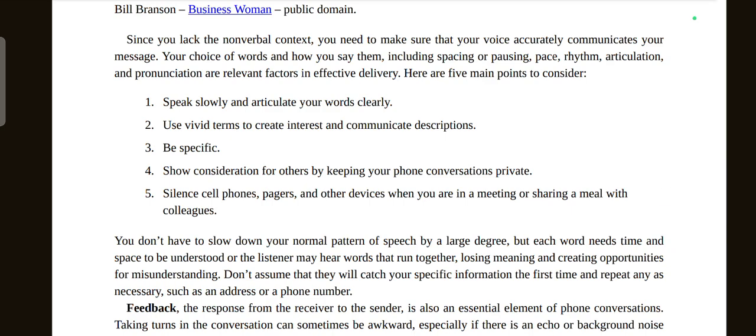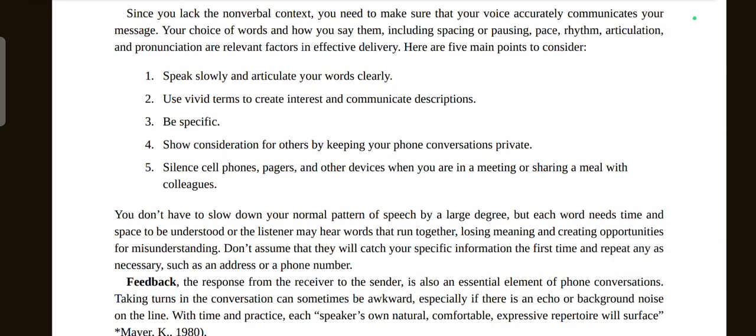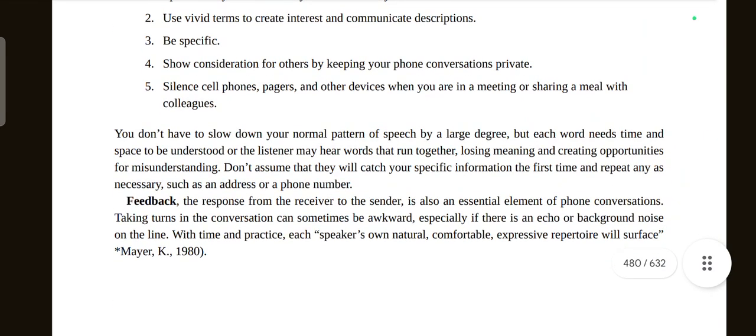And lastly is silence cell phones, pagers, and other devices when you are in a meeting or sharing a meal with a colleague. Because it sounds like a disrespect if you do not silence your cell phone if you are in a meeting or if you are sharing a meal with your friends. So you don't have to slow down your normal pattern of speech by a large degree, but each word needs time and space to be understood, or the listener may hear words that run together, losing meaning and creating opportunities for misunderstanding.